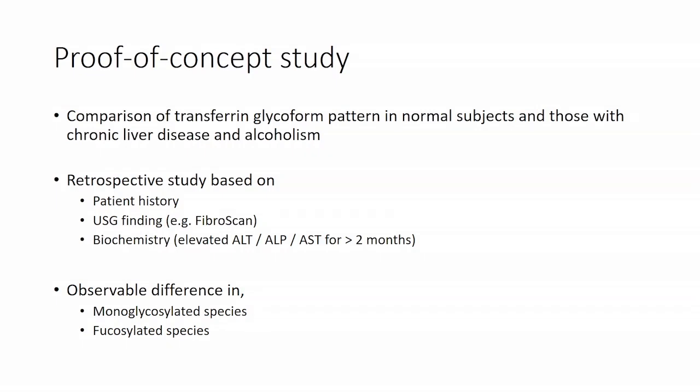So we found some of the patients by retrospective analysis. We selected some of the patients with chronic liver disease based on the patient history, the ultrasound finding, like the ultrasound scan or fibroscan. And also we have checked the biochemistry for elevated liver function for more than 2 months. And we aim to find if there is any observable difference in the monoglycosylated species as well as the fucosylated species. It's because fucosylation has been known to be increased in the case of liver function derangement and liver fibrosis. So we want to see if we can also see this kind of difference in our cohort.